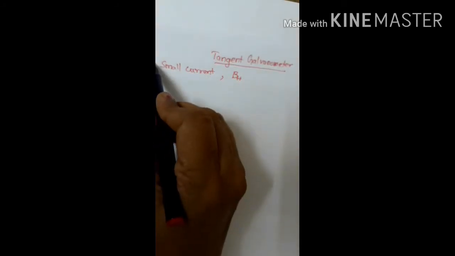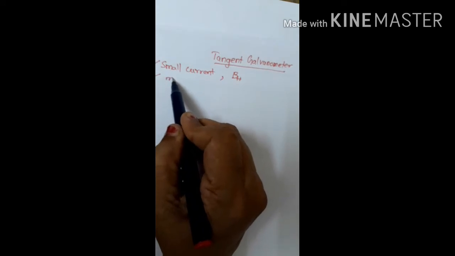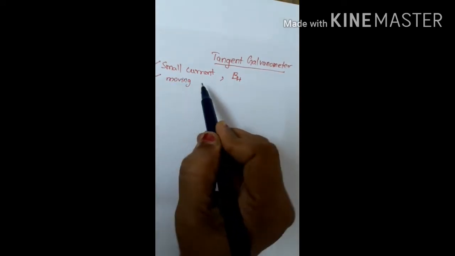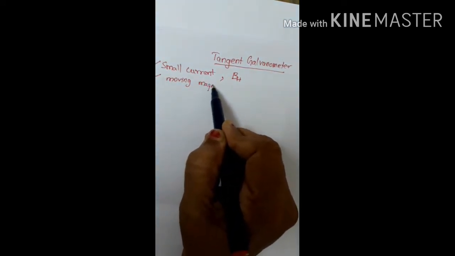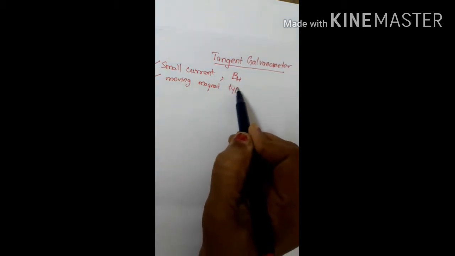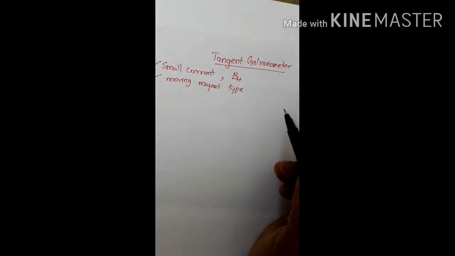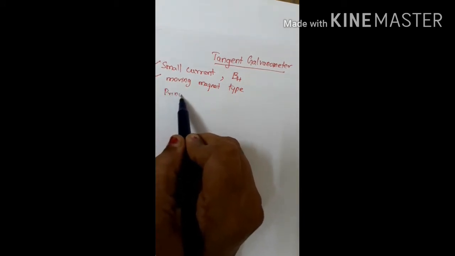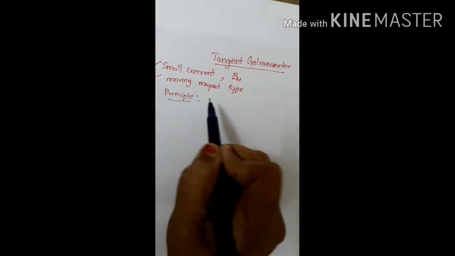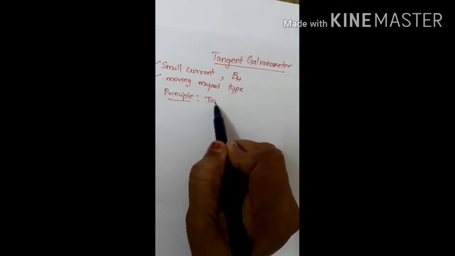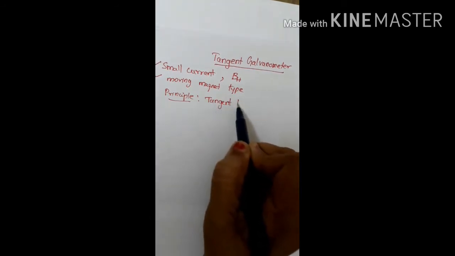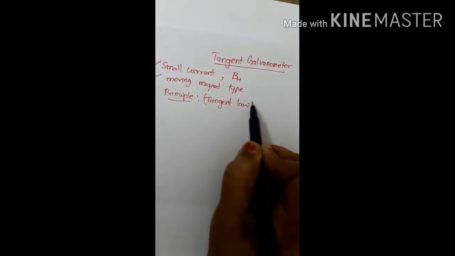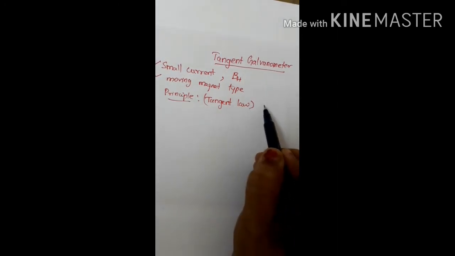This tangent galvanometer uses the moving magnetic type. We will see what that moving magnetic type is, right? Now, the principle used in this tangent galvanometer is the tangent law. Tangent law is the principle used here. This tangent law might be a 2-mark question, children.